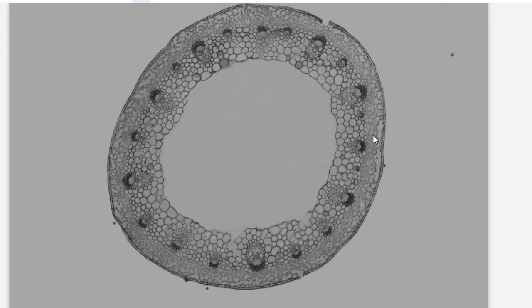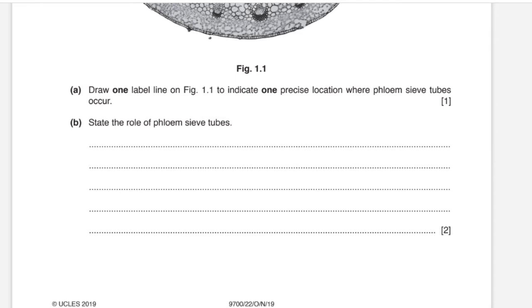So all around the center of the stem, you've got these vascular bundles. The top region, which is shaded in this photomicrograph, would be the phloem. You can label one from any of the vascular bundles. B. State the role of phloem sieve tubes.